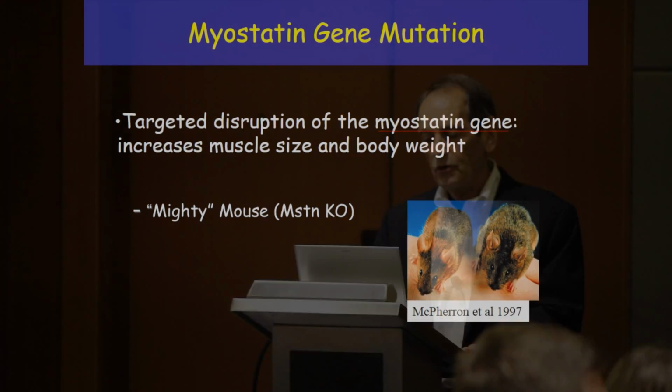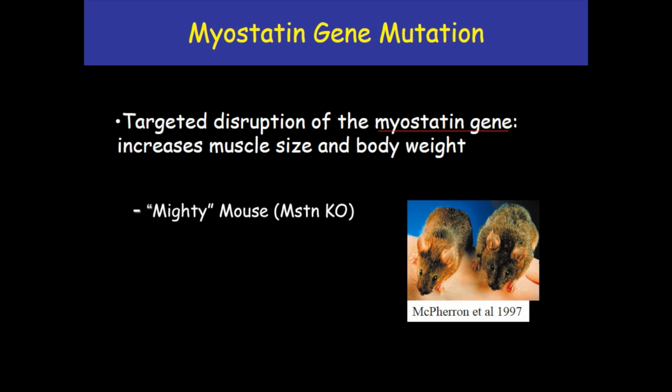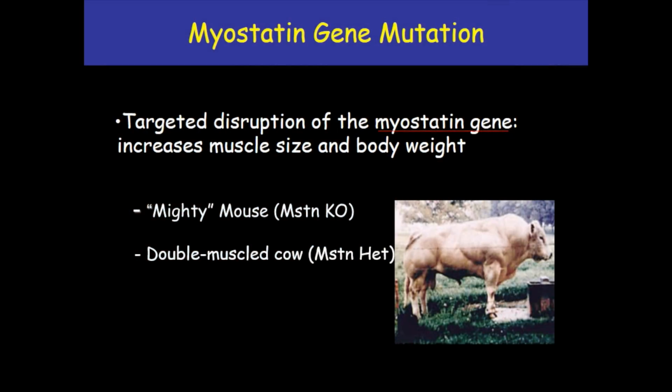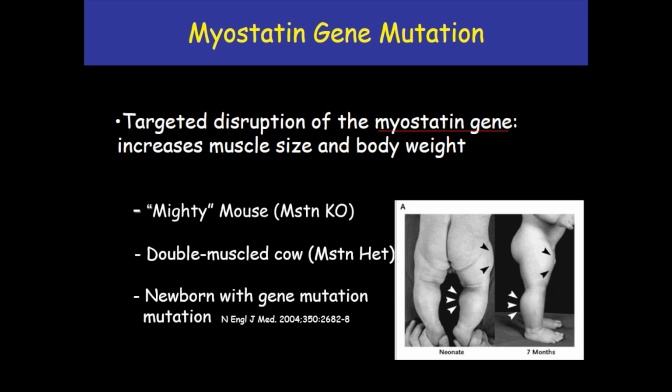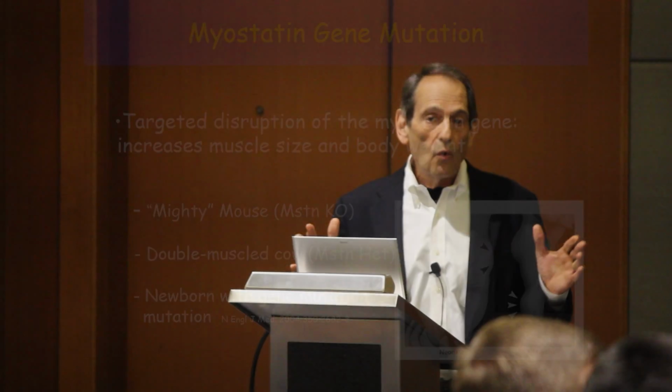myostatin pathway, you produce a mouse that's very large, called mighty mouse. This is work that's been done at Johns Hopkins, incidentally, by Se-Jin Lee. Now, there's also a double muscled cow that is used in production of increased muscle for meat production, and this is what that looks like. And also, there is a human mutation that has been described in newborns that shows enlargement of the muscles. So it's true across the board. It's true for mouse, it's true for cattle, it's true for humans. So the pathway is very realistic.